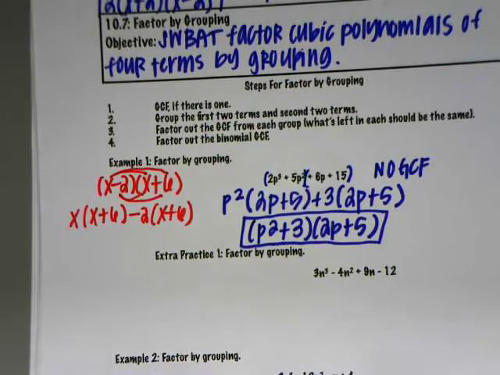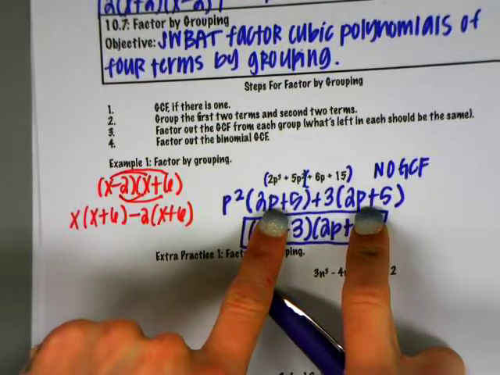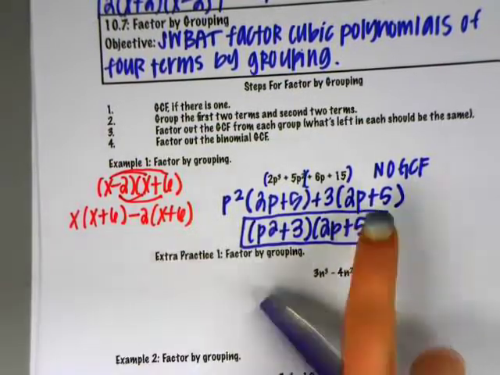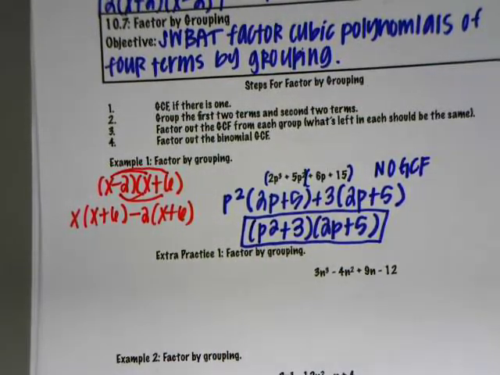So if you do this correctly, what you get left in the parentheses is always going to be the exact same. If they're not the exact same, you did something wrong. Okay? So go ahead and try the next one.